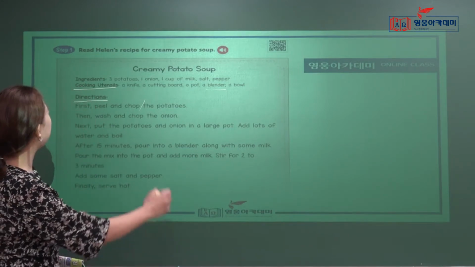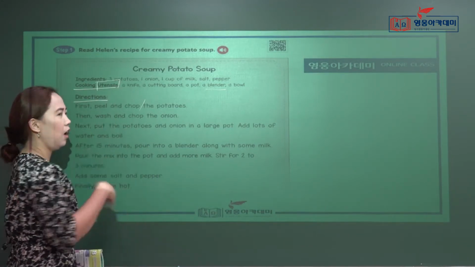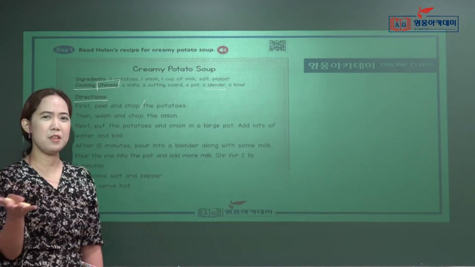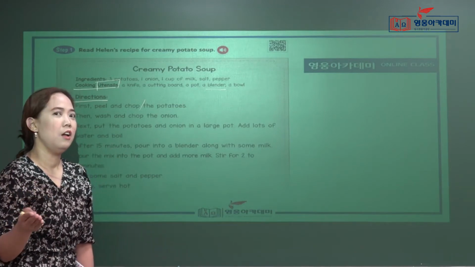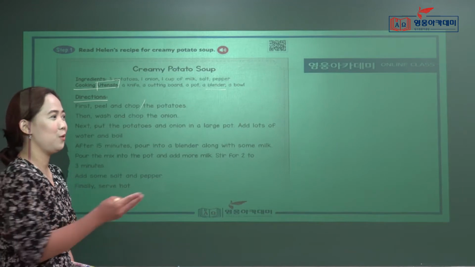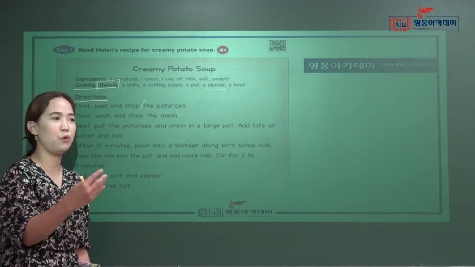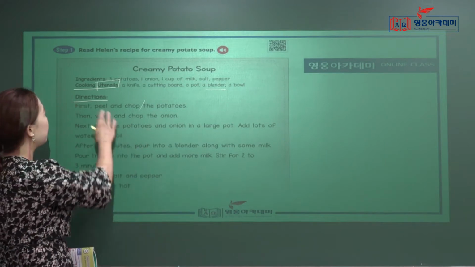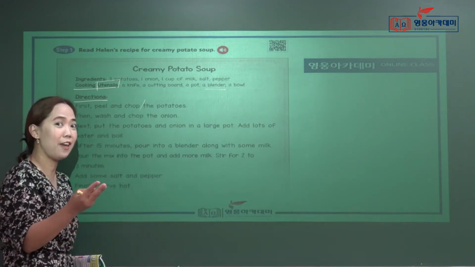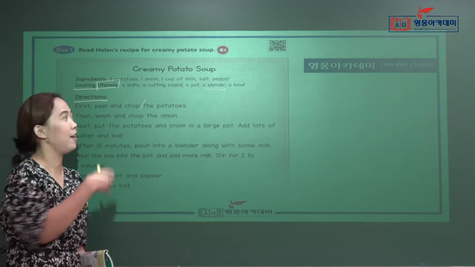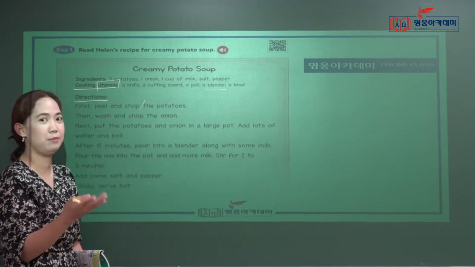Now, there is a word here, utensil. I want to talk about this word first, guys. What is the meaning of the word utensil? Okay, so I guess you got the idea, right? A utensil is something that you can find in the household that you use for a certain purpose. So here is cooking utensil. It means something that you use for cooking, like a knife, cutting board, and blender.